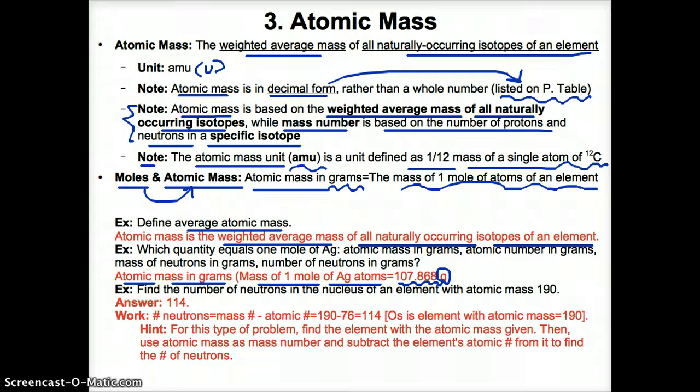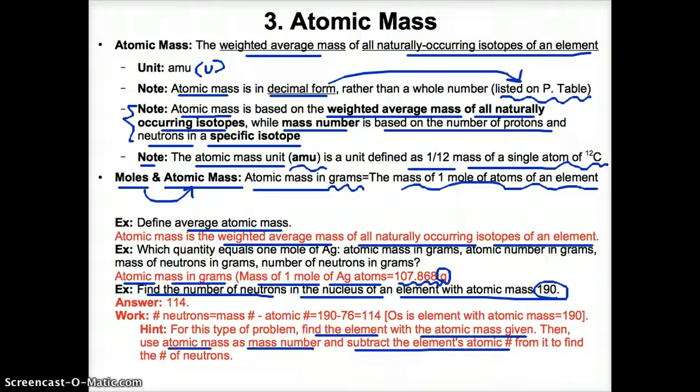All right. Finally, this third example says find the number of neutrons in the nucleus of an element with an atomic mass of 190. For a problem like this, where you have the atomic mass and you have to find the number of neutrons, but you don't know the identity of the element, all you have to do is find the element with the atomic mass given using the atomic masses on the periodic table. Once you identify that element, then you have to use the atomic mass as a mass number and subtract from it the atomic number of the element you found to find the number of neutrons.